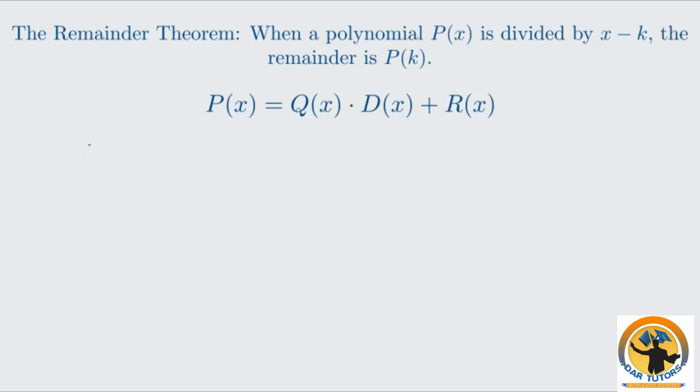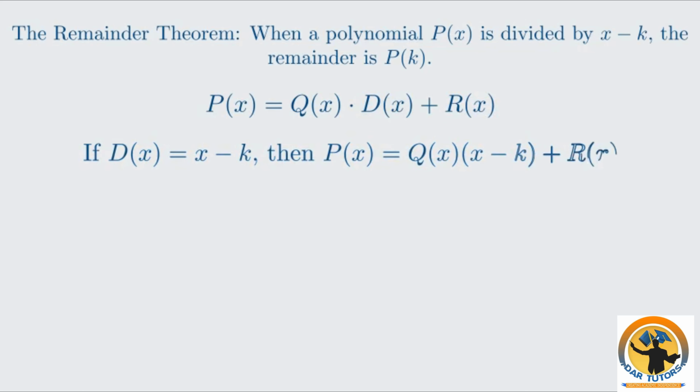In our case, the divisor d of x is x minus k. So the equation becomes p of x equals q of x times the quantity x minus k plus r of x. A key property of polynomial division is that the degree of the remainder must be less than the degree of the divisor. Since our divisor, x minus k, is a linear polynomial of degree 1, our remainder, r of x, must be a polynomial of degree 0. This means r of x is just a constant, which we'll call r. So our equation simplifies to p of x equals q of x times x minus k, plus the constant r.